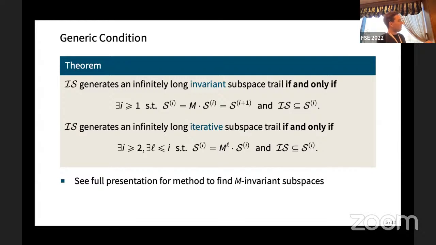The thing for iterative trails is similar. We just use an exponent here for the matrix. And now you may wonder, how do we actually find those M-invariant subspaces? Well, you have to see the full presentation for that.